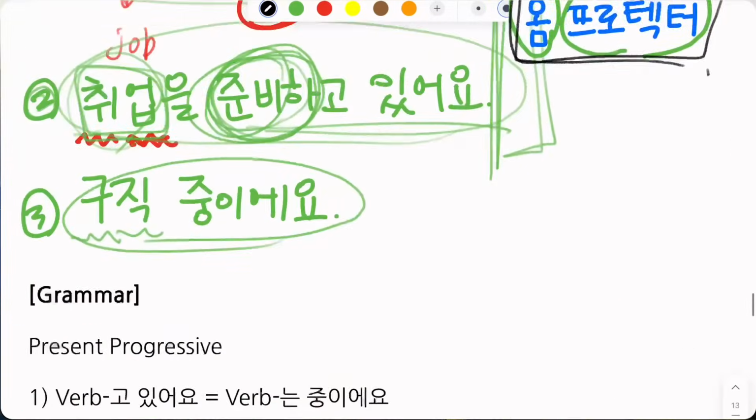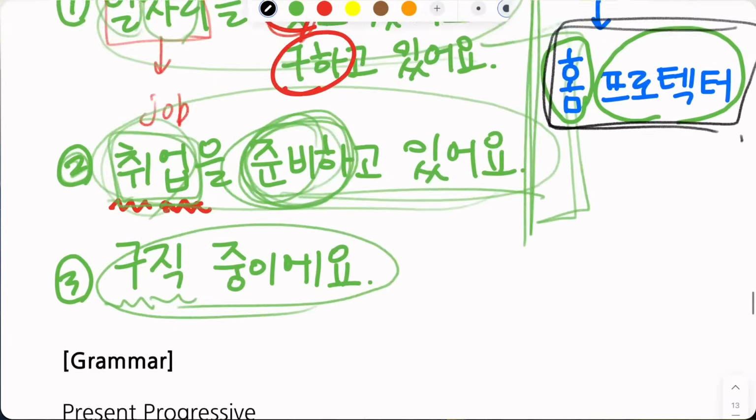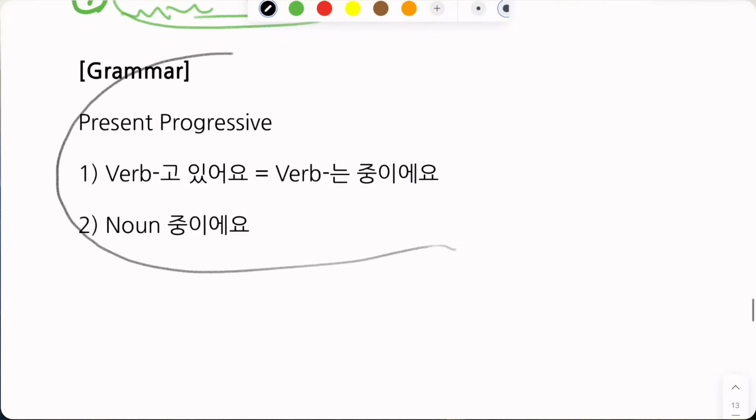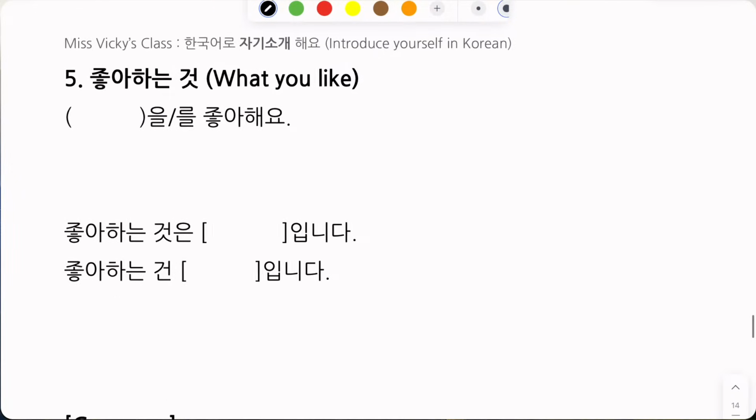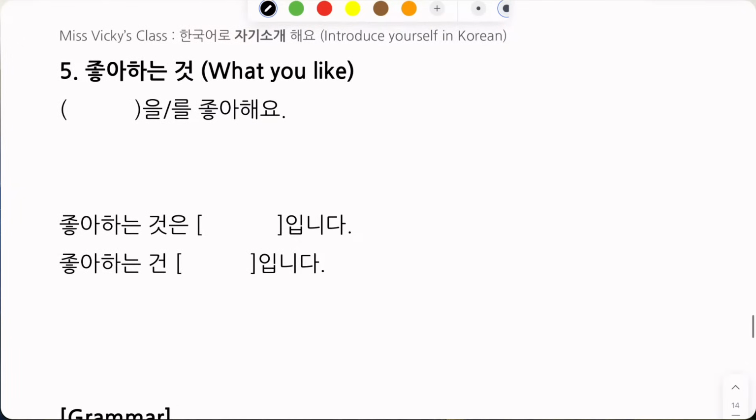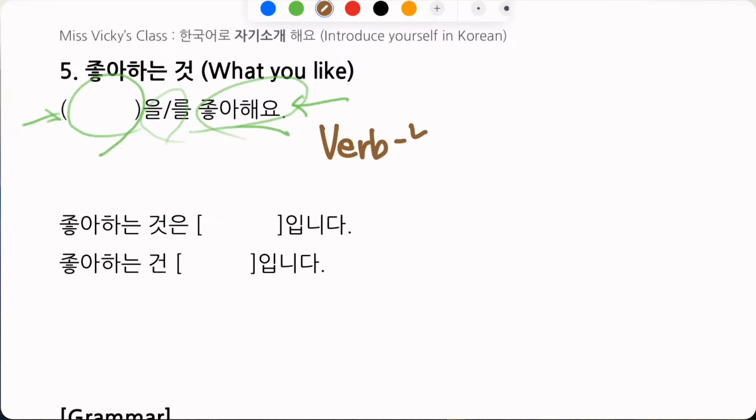All right. 그리고 let's skip this one. I'm sure you guys already know how to say present progressive. Let's skip this part. And let's move on to what you like. A more elaborate way to say what you like. So the most basic way is by saying you like something. 뭐뭐를 좋아해요. 뭐뭐를 좋아해요. If you want to mix it with a verb, then you can say verb는 걸 좋아해요, right?